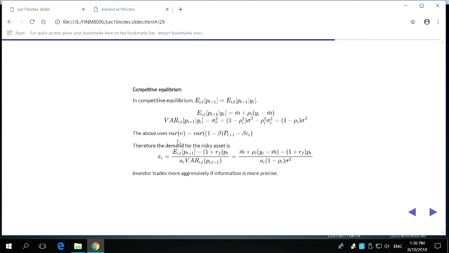All right, so as you can see, I write here, the variance of this sigma v is just the variance of 1 minus beta times the price minus beta of the error term. So once we got this, now we can plug this into our formula for demand for risky assets, right? So the demand for risky assets is now, everything should be conditional on the yi. So this will be the conditional expectation, this will be the conditional variance. Conditional variance, we just calculate that's 1 minus rho I sigma square. Conditional expectation, that's mean plus rho I times the deviation.